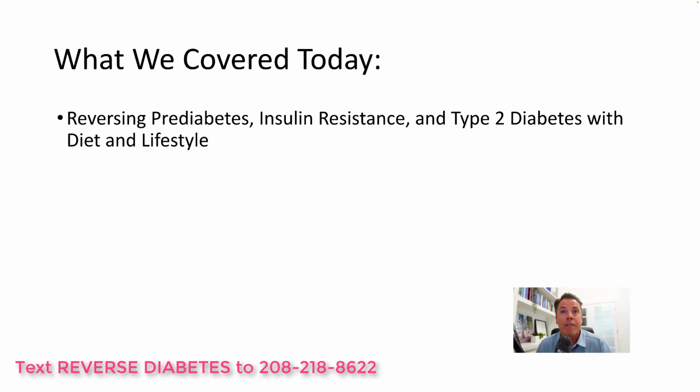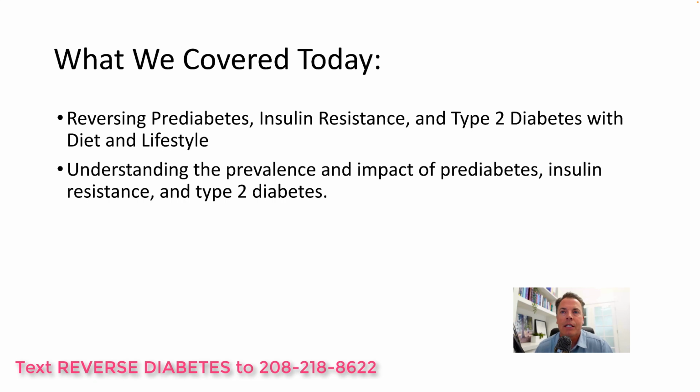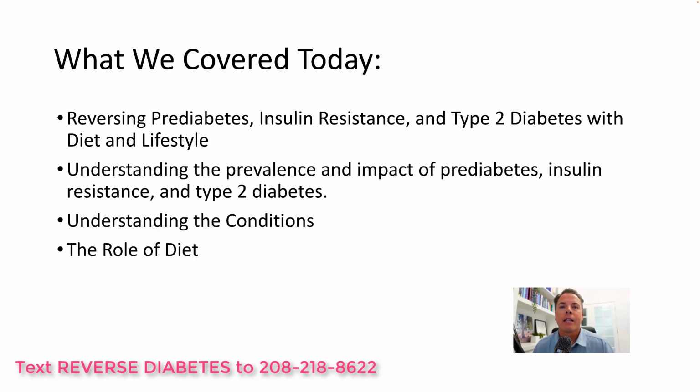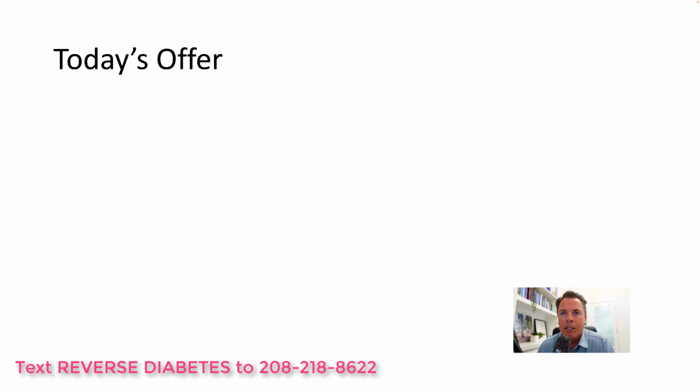So here is what we covered today. We talked about reversing prediabetes, insulin resistance, and type 2 diabetes with diet and lifestyle. It is actually possible when you do the right things. Understanding the prevalence and impact of prediabetes, insulin resistance, and type 2 diabetes. Retiring with type 2 diabetes is not ideal. You will not have the quality of life that you need to enjoy yourself, your grandkids, etc. We have a better understanding of the conditions now. We talked about the role of diet. We went over the perfect meal.